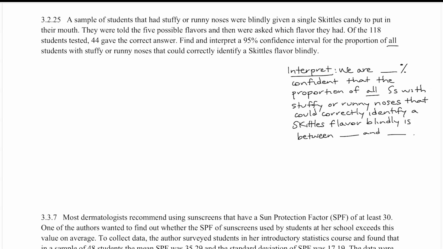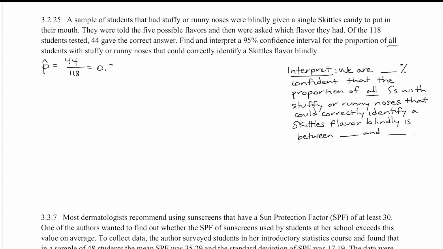So now we want to find and interpret a 95% confidence interval for the proportion of all students with stuffy or runny noses that could correctly identify a Skittles flavor blindly. So keep in mind, we collected data from a sample of students, and we're going to use that sample proportion of success to come up with an interval of plausible values for the parameter pi.